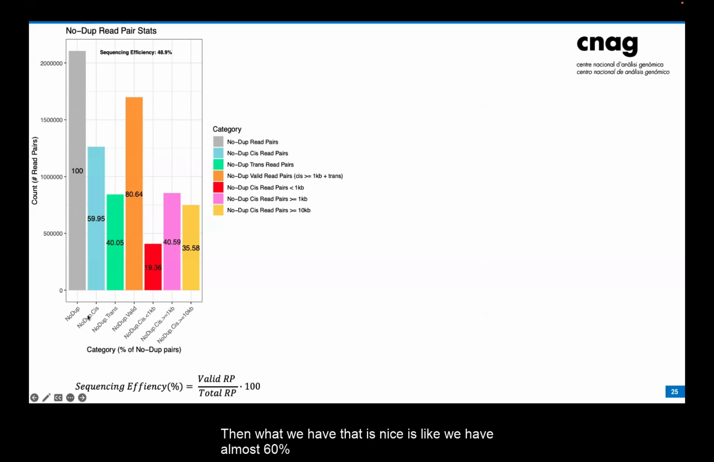Then what we have that is nice is that we have almost 60% cis pairs, 40% trans, and 80% valid pairs. Okay? By valid I mean these two categories: the cis longer than 1 kb and the cis longer than 10 kb, plus the trans. So you add up the green chart and the violet chart.